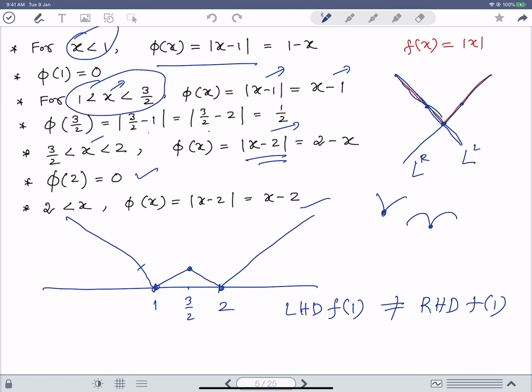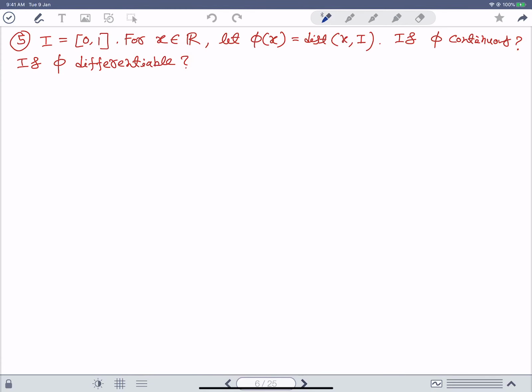Okay. Now, we move to the next problem, which is similar to this one. Now, we have I as [0, 1], that is, instead of only 2 points we have the whole interval [0, 1], and again we have phi x equal to the distance of x from I. Now, we know what the distance function is. Now, the question is, can we say that phi is continuous, and what about the differentiability of this? Now, obviously, what will be my phi in this case?